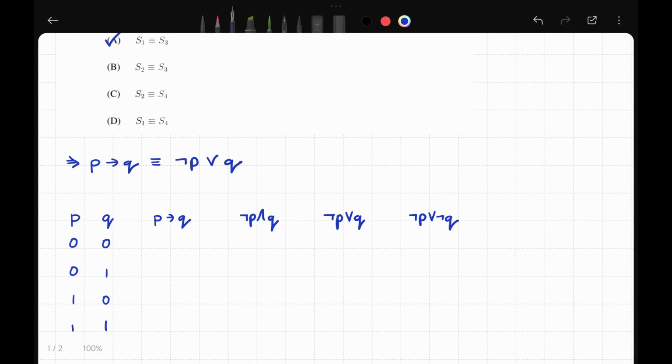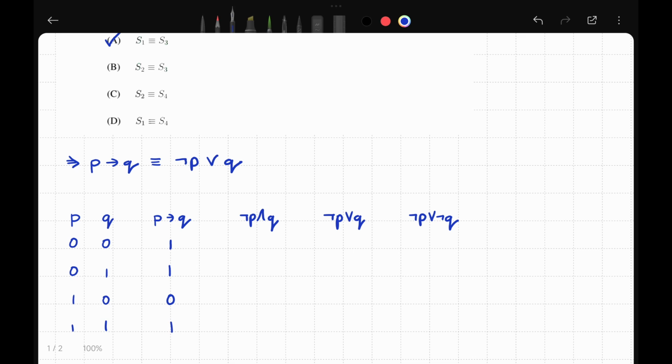Okay, we'll start with this. So if P is false, P implies Q will always be true, right? And for 1 0, P implies Q will be false, because if P but then Q is false, so this will be 0 and this will be 1.